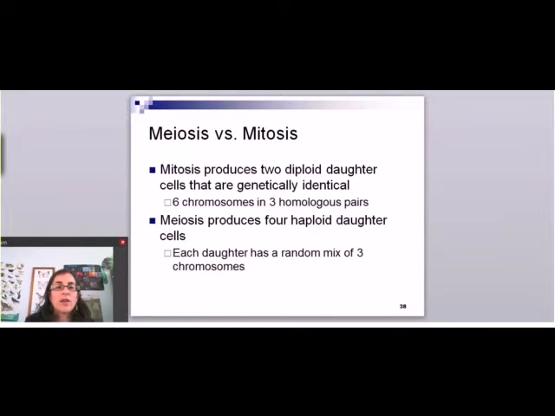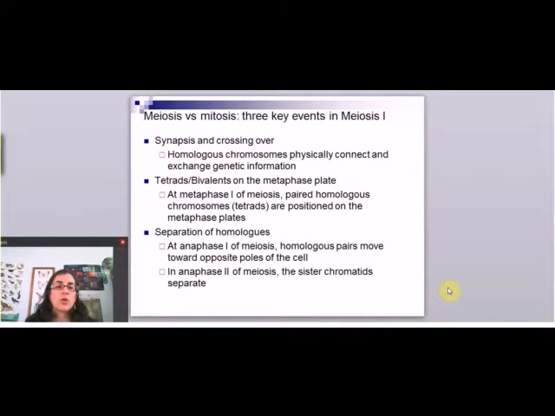So again, mitosis will take a diploid cell and make 2 exact identical cells. Meiosis will take a diploid cell and make 4 unique haploid daughter cells. So in order to achieve those differences, there are going to be 3 key events in meiosis, in particular in meiosis 1, that are very different. We talked about these a little bit, and I just want to re-emphasize them one more time.